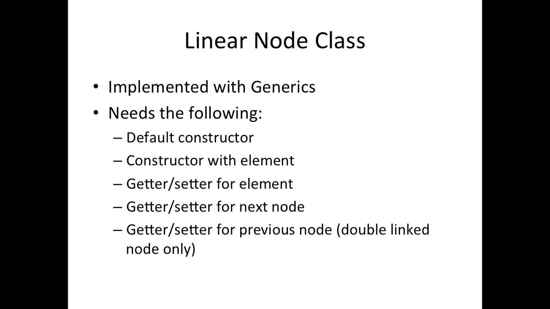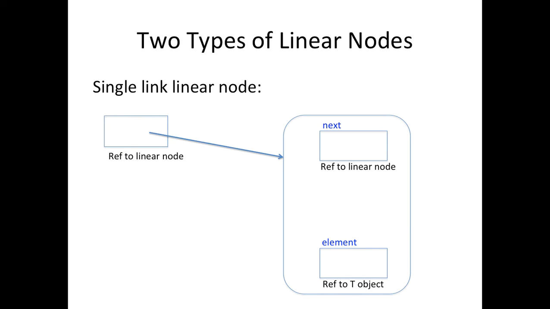Getters and setters for linking this node to another node, typically the next node. And if we're going to create a doubly linked linear node, one that can allow a link structure that goes both backwards and forwards, then we might want a getter and setter for a previous node. So let's see what this looks like.